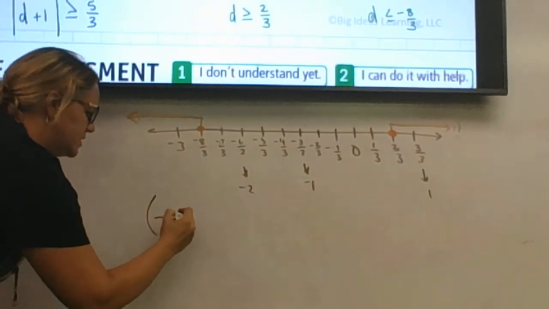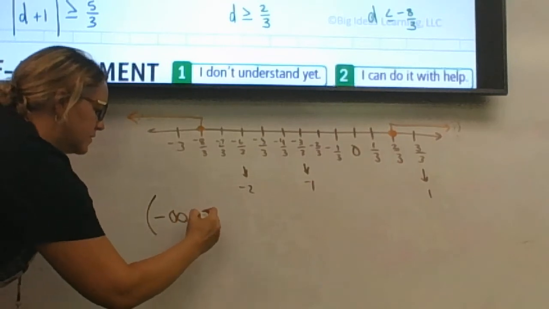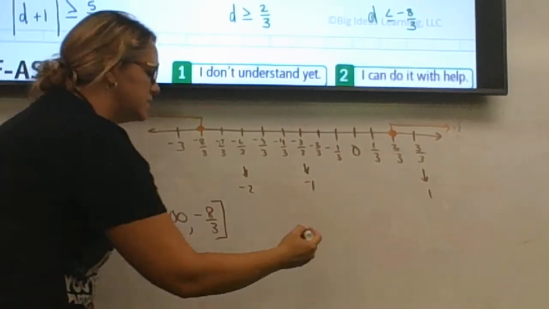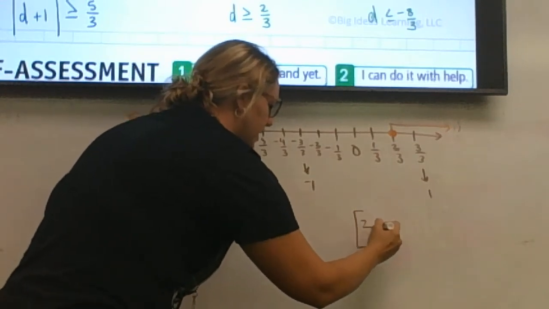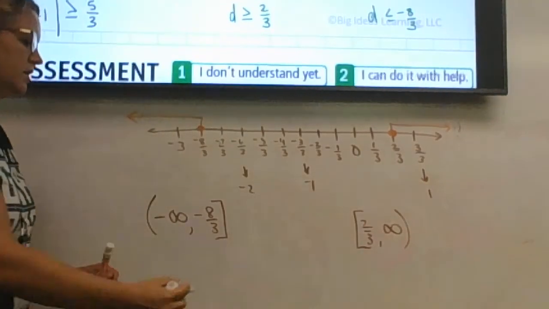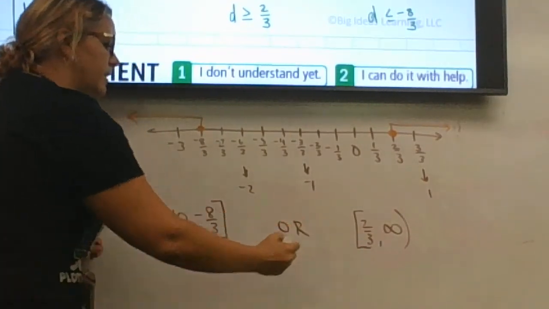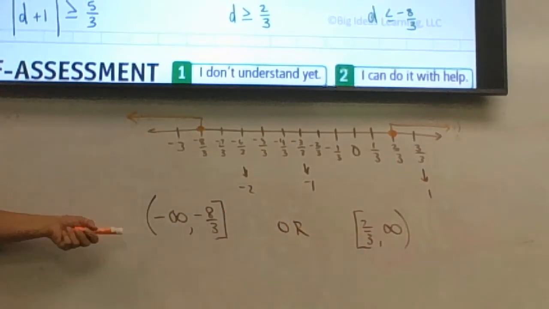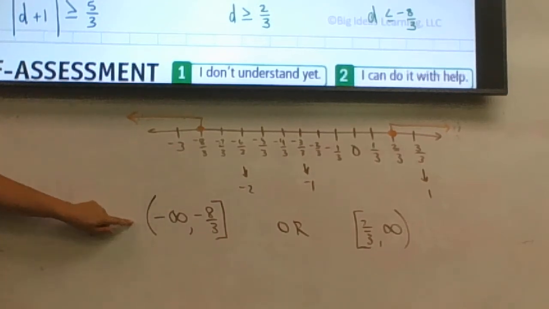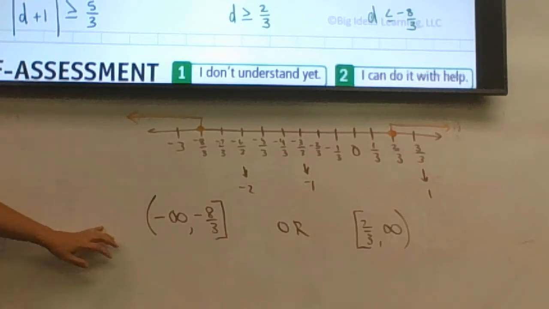I got a parenthesis for infinity. I got a bracket for 8/3. I got a bracket for 2/3 and a parenthesis for infinity. There's a lot of information in your book about these notations, about these brackets and parentheses. So please read your book. You have to answer this and answer this. Answer both ways.